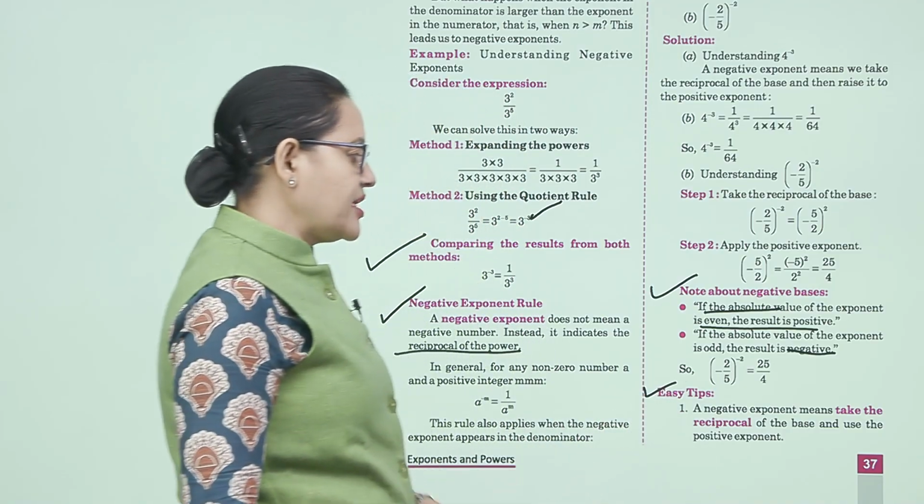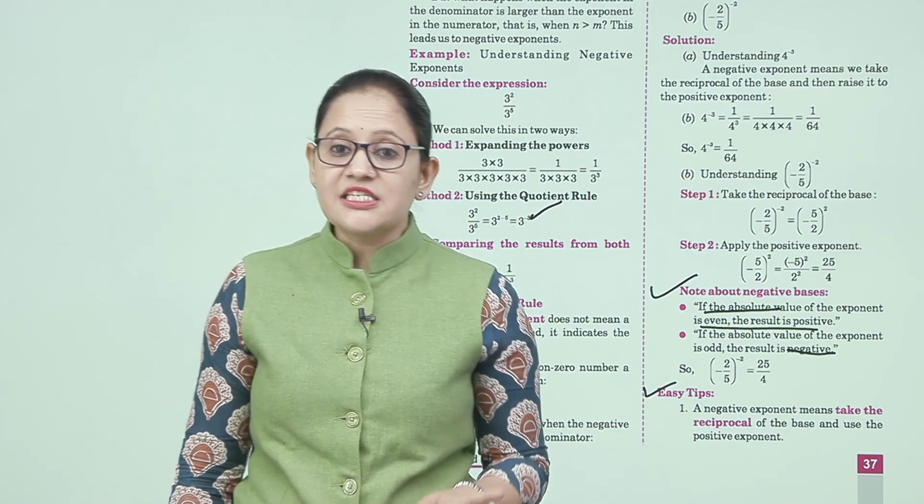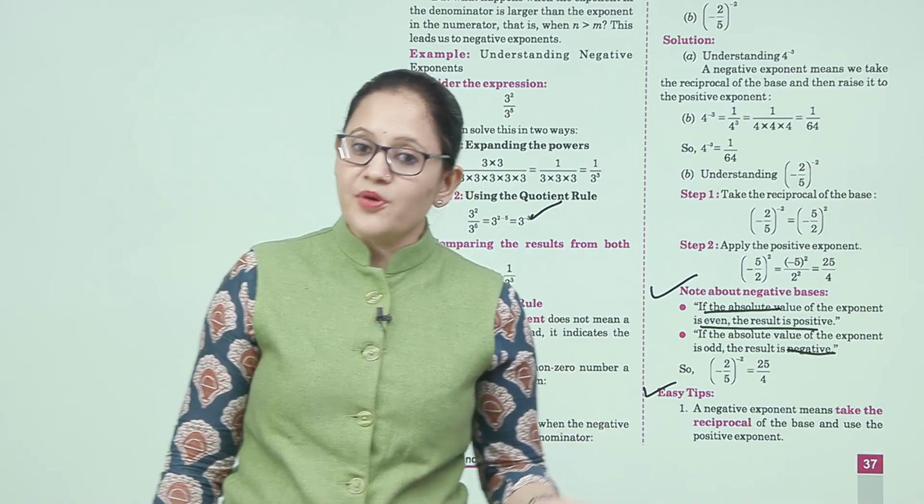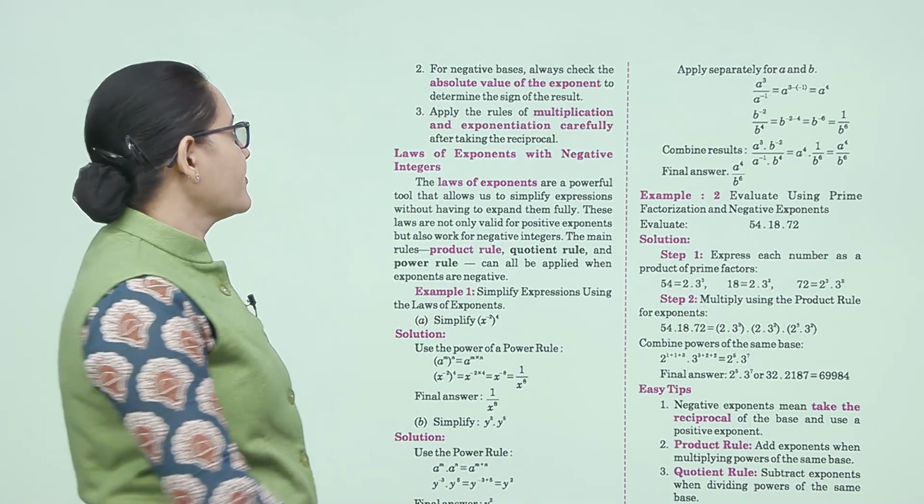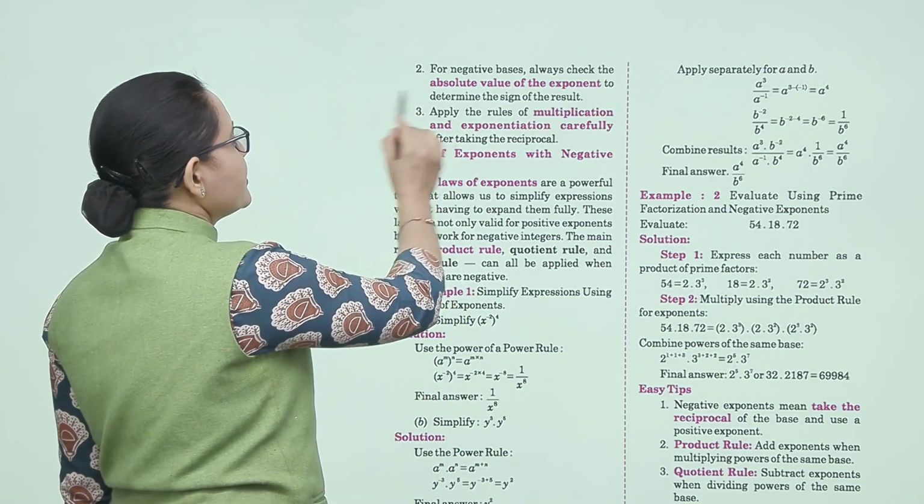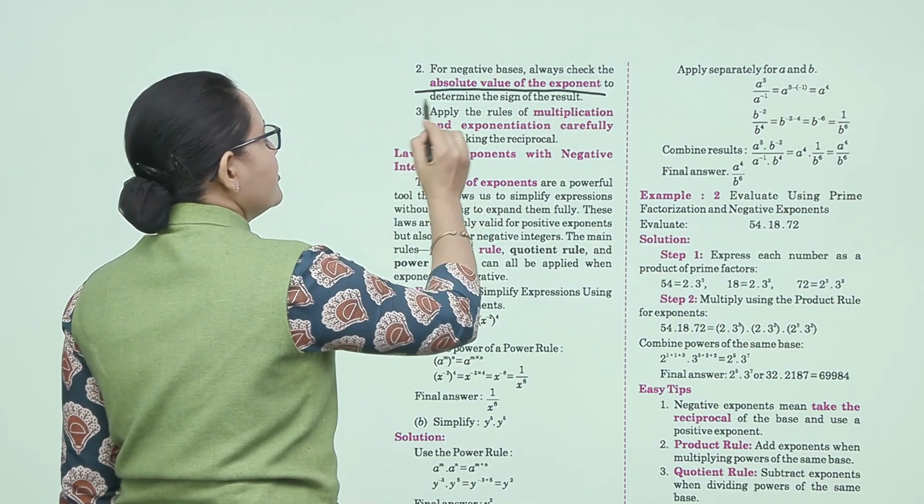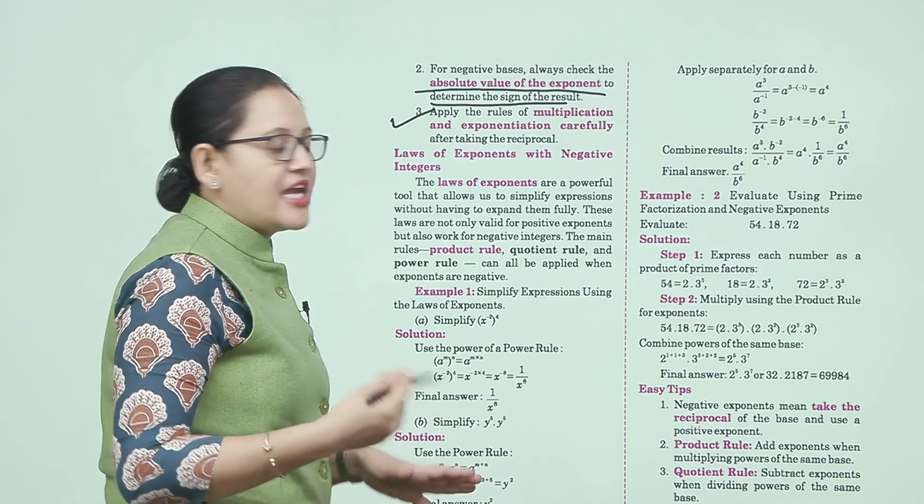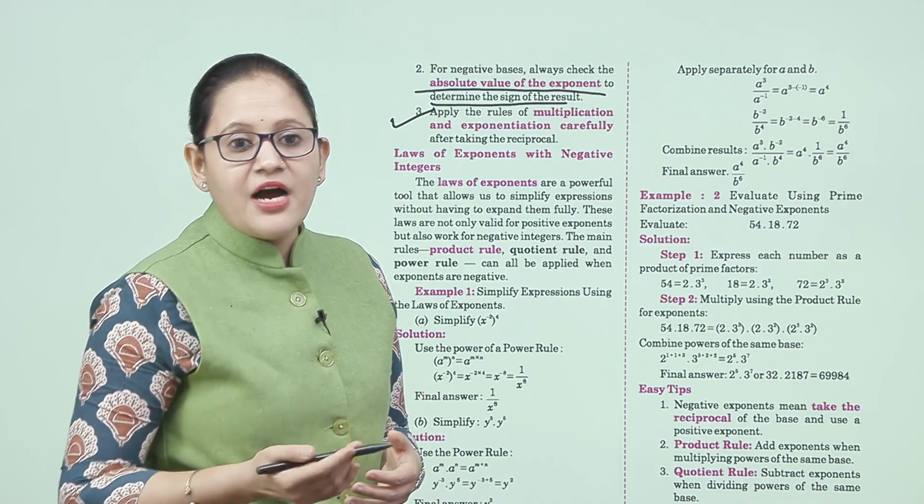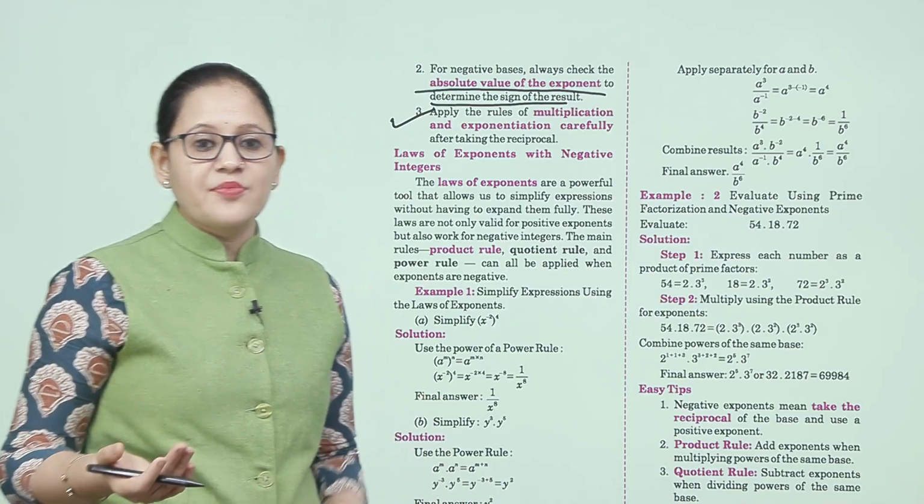Now, easy tips. A negative exponent means take the reciprocal of the base and use the positive exponent. For a negative base, always check the absolute value of the exponent and determine the sign of the result. Apply the rules of multiplication and exponents carefully after taking the reciprocal.